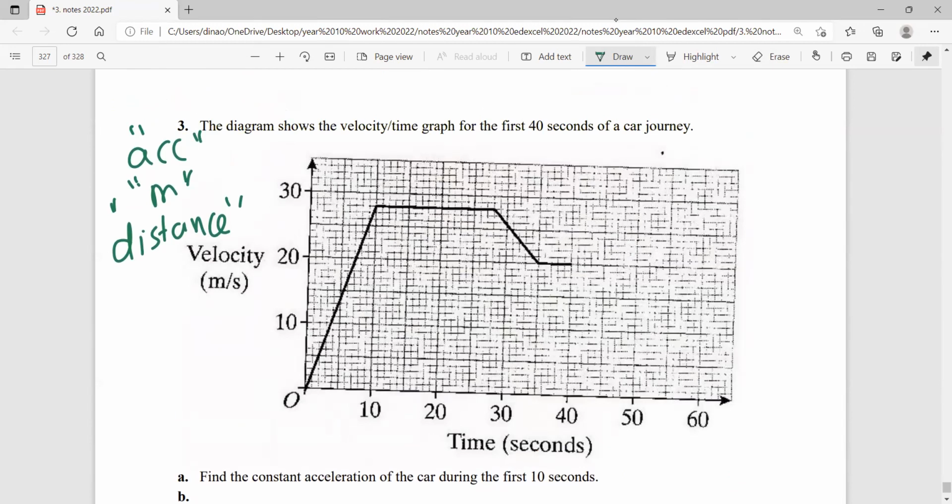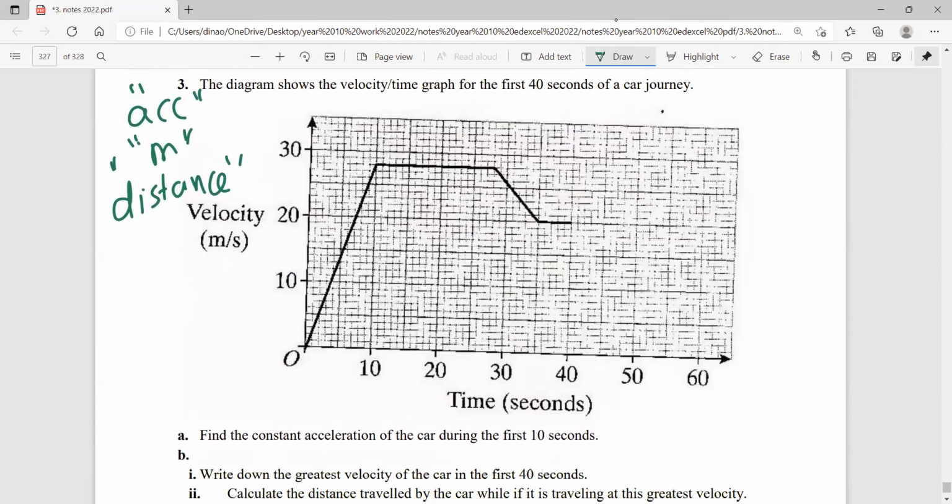So find the constant acceleration of the car in the first 10 seconds. I need the gradient of this line over here. I need the gradient of this line. If you remember, how do I find the gradient of the line?